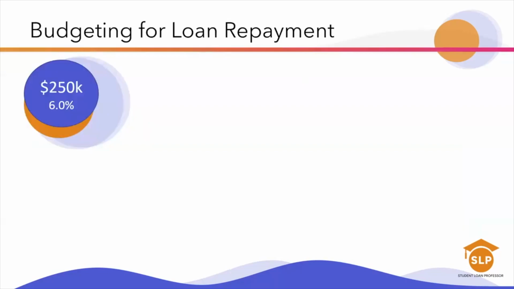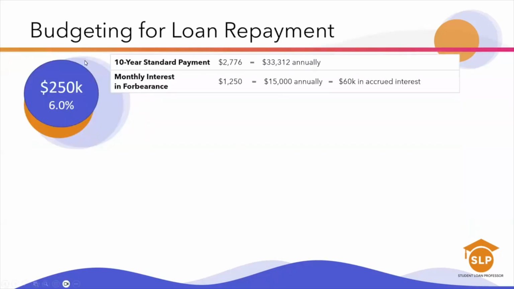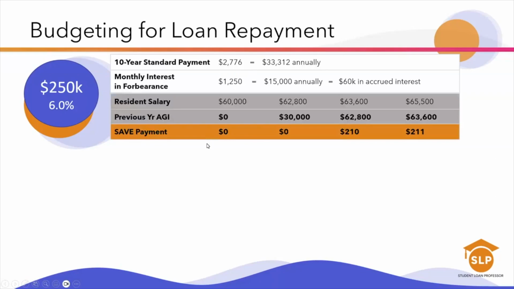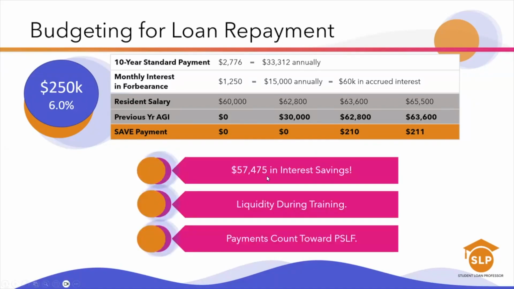But just a quick example here, if I have $250,000 in debt, where I'm normally racking up $1,250 in interest a month with a $2,800 monthly payment, on an income-driven repayment plan, and this new SAVE plan in particular, most residents are going to have a $0 payment in PGY 1 and 2, and payments, depending on your exact income and AGI, probably around $200 a month from there on out, and the interest savings of that is just phenomenal.